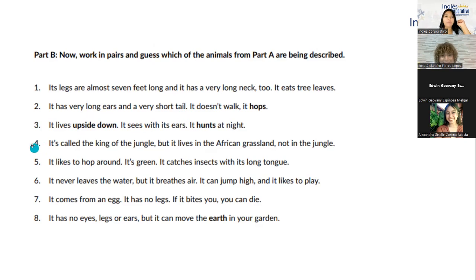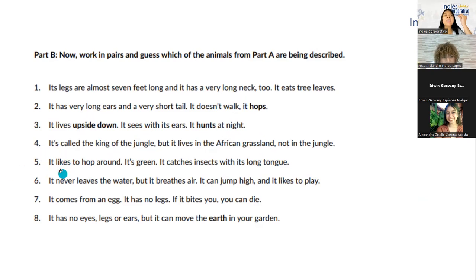Number four, it's called the king of the jungle, but it lives in the African grassland, not in the jungle. Okay. So yes, the lion. Okay. So guys, what is the meaning of grassland? Grassland. Savannah. Como la pradera. África. Como pradera. Ajá, como la pradera. African grassland. Okay, the lion.